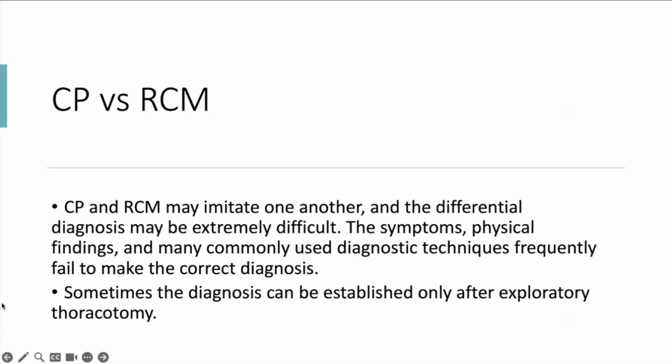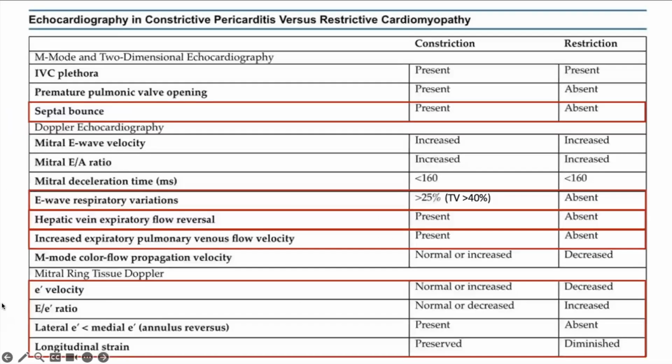I wanted to make a statement here. Constrictive pericarditis and restriction may imitate each other, and it sometimes becomes very hard to differentiate between them. In those cases, sometimes the only way you can establish the diagnosis is after exploratory thoracotomy.